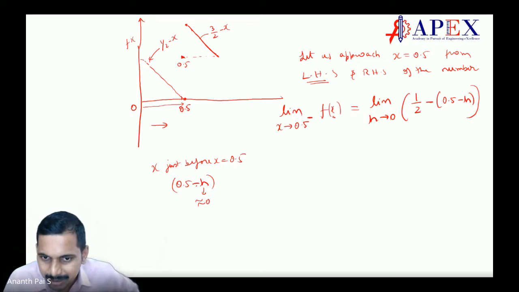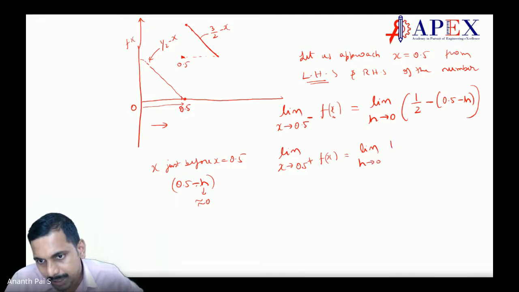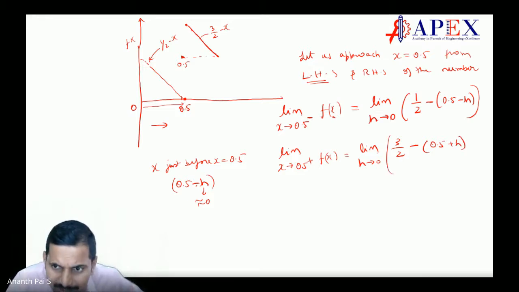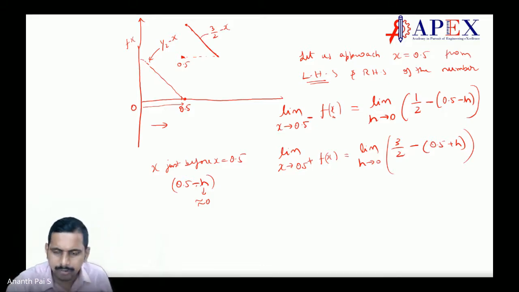Correct. Similarly, limit x tending to 0.5 plus, f of x can be written as limit h tending to 0 of 3/2 minus x, is it not? So let us put it as 3/2 minus (0.5 plus h). Make sense? Who has not understood now? How many of you have not understood?